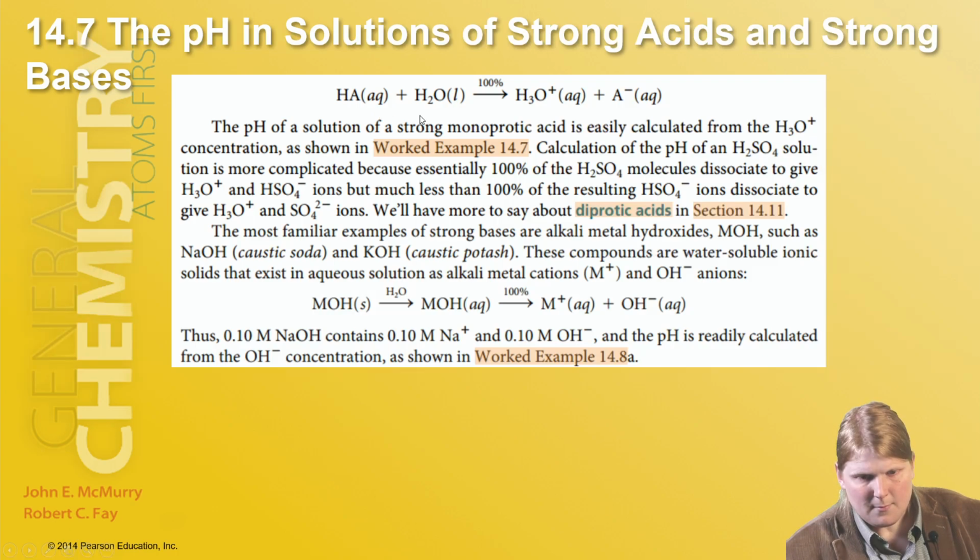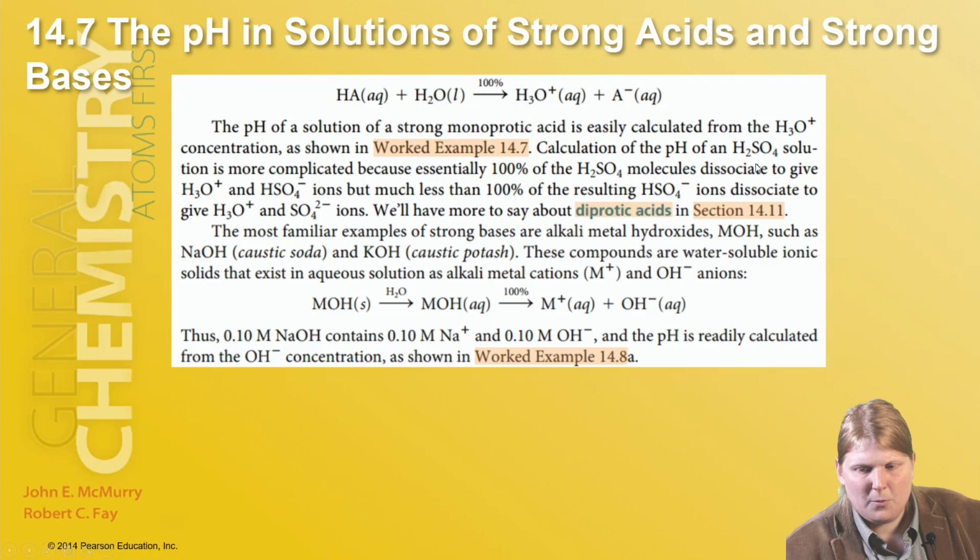So if you have a strong monoprotic acid, the pH is easily calculated from the H3O+ concentration. Since it dissociates completely, the concentration of this acid that you start with will be the same as the concentration of the H3O+ you'll end up with. So that means that we can just use that concentration of acid to directly convert that into the pH. And we'll do that in some problems. This is true as long as you have a strong monoprotic acid and that's all you have going on.